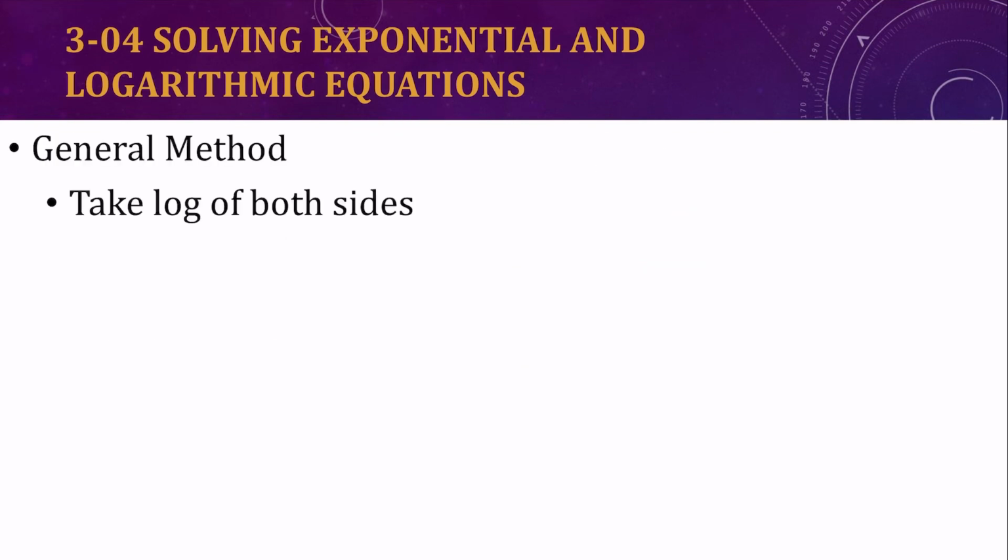The general method for solving exponential equations is to do the opposite, and the opposite of exponential is logarithm. So we'll take the logarithm of both sides. The first thing we need to do is isolate the exponential part. So we'll get rid of the 5, and then get rid of the negative 3.